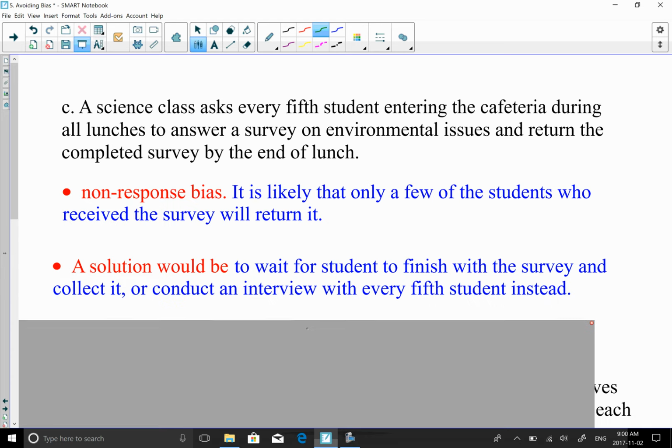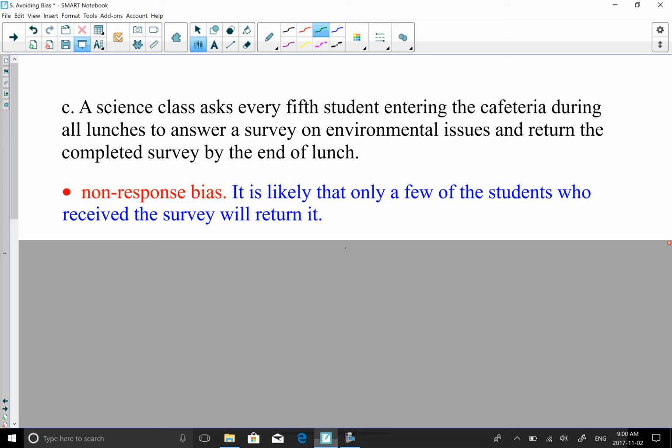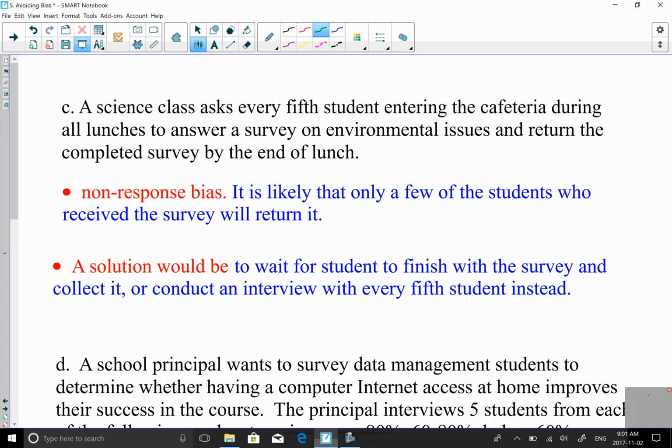Good. Non-response. Anything else you can think of? You could make cases for different ones in different scenarios, but you have to be able to back it up. Non-response bias is likely; it is likely that only a few students who receive the survey will return it. One solution would be to wait for a student to finish the survey and collect it, or conduct an interview with every fifth student instead.